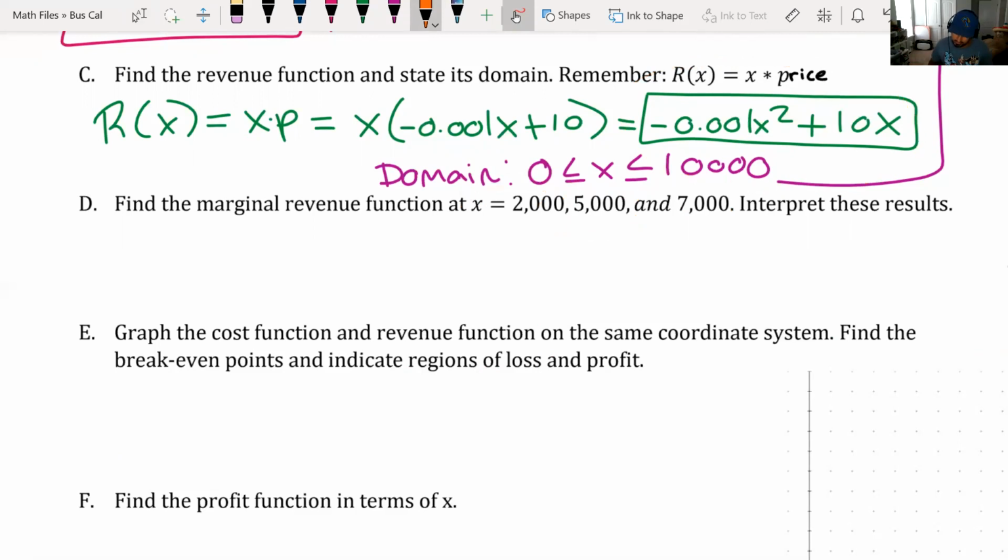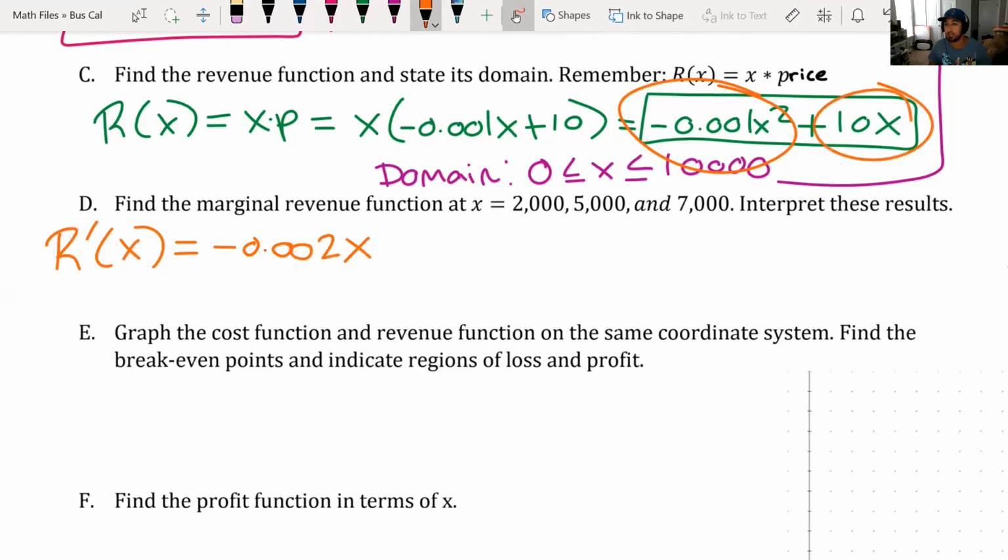So first thing, let's take the derivative of that revenue function. R prime of x, the derivative of negative 0.001x squared should be negative 0.002x. And then the derivative of 10x is 10. So plus 10. There we go. And now evaluate it at 2,000, 5,000, and 7,000. So let me do this.